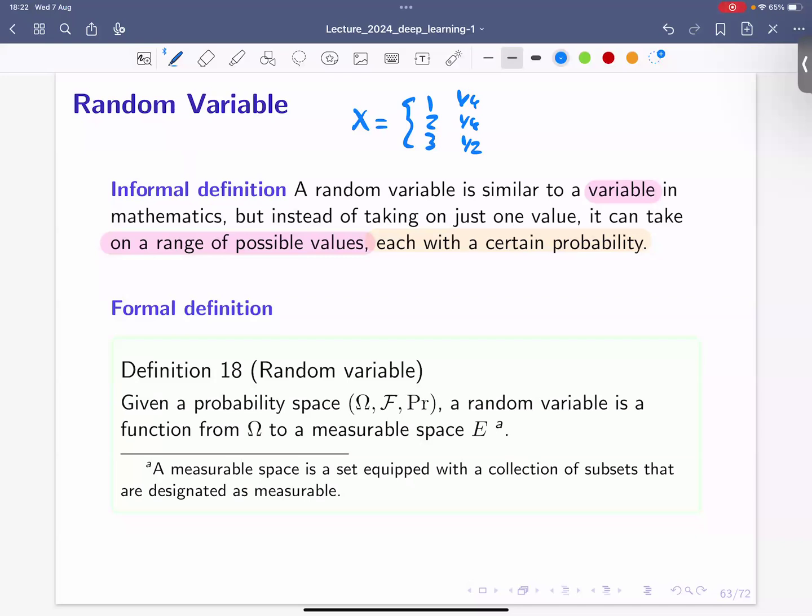All right, so this is what a random variable is. I also write a formal definition here if you prefer. You could say that given our probability space, which we have just defined, the random variable is a function from omega to what we call a measurable space. This is a bit technical. We don't necessarily need to understand this in all the details, but a measurable space is a set that we can measure. That means it can be equipped with this probability measure. That's what it means. Okay, so this is the definition of a random variable.